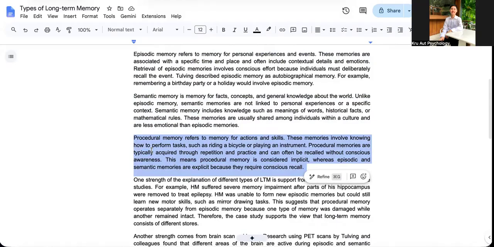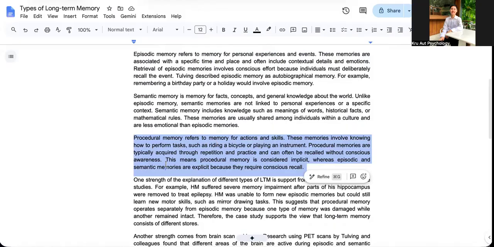These memories involve knowing how to perform tasks such as riding a bicycle or playing an instrument. So it's very short to talk about procedural memory, same as semantic. We're just saying it's skills, something we physically or practically achieve or do. Procedural memories are typically acquired through repetition and practice and can often be recalled without conscious awareness. I already provided examples like riding a bicycle, playing an instrument.